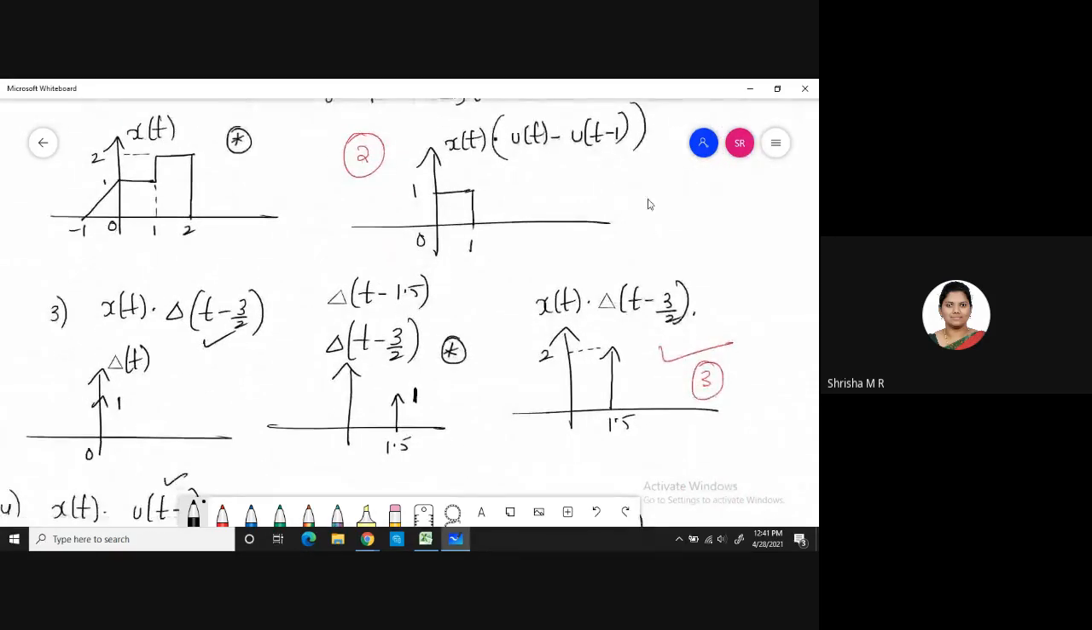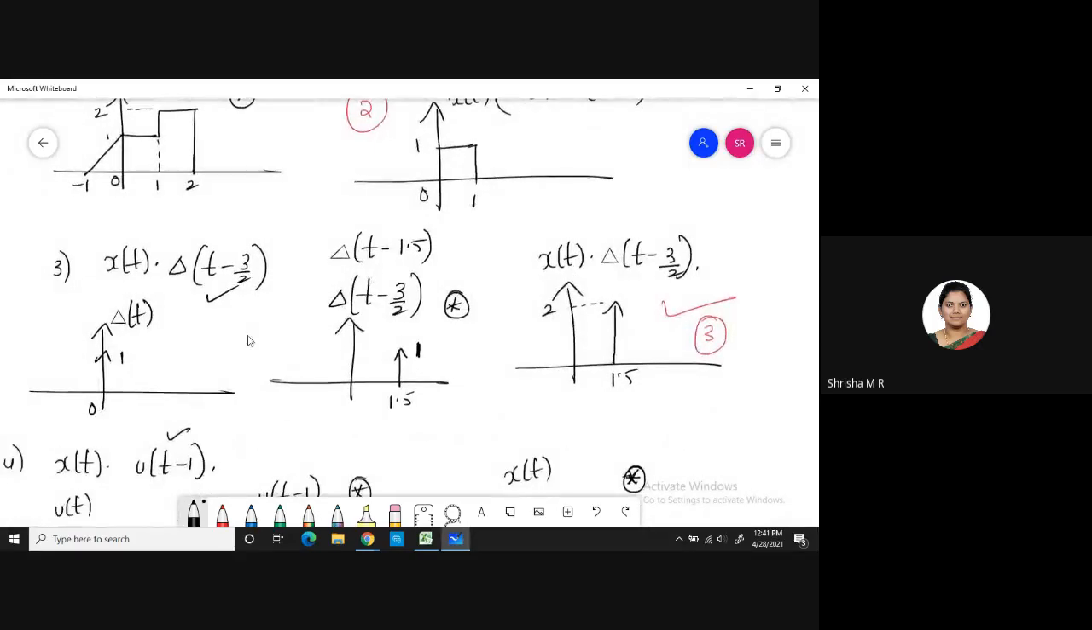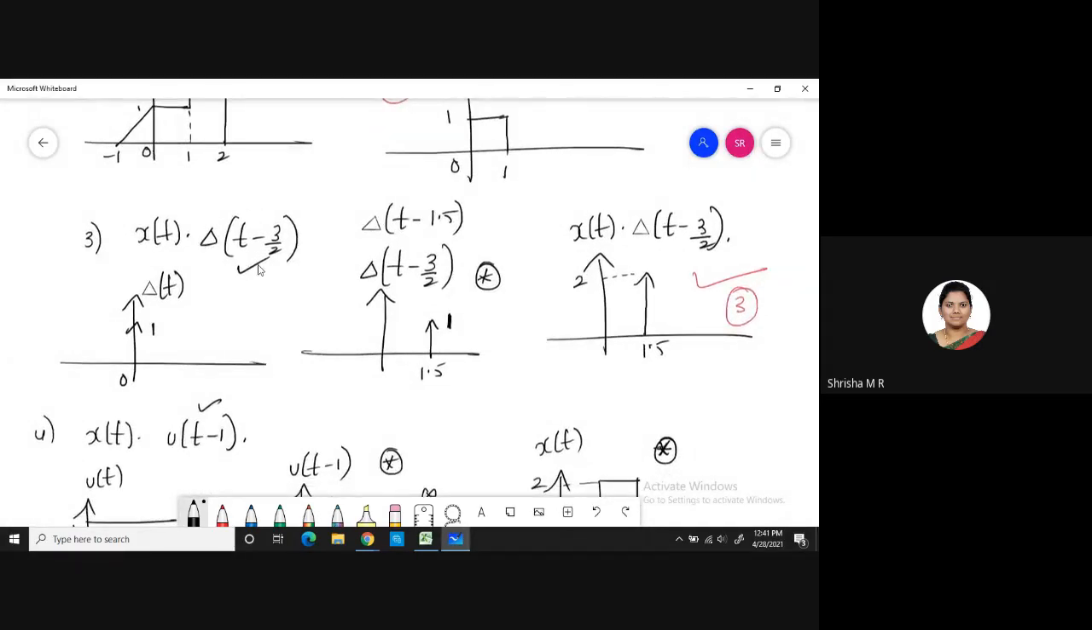Next we have x of t into delta of t minus 3 by 2. So this is a unit impulse signal. We know that a unit impulse signal will exist only at t equal to 0 with an amplitude 1. What they have given you is delta of t minus 3 by 2, a shifted version of the unit impulse. K is negative, so right shift, the signal is occurring 3 by 2 seconds late. So it is at 1.5.